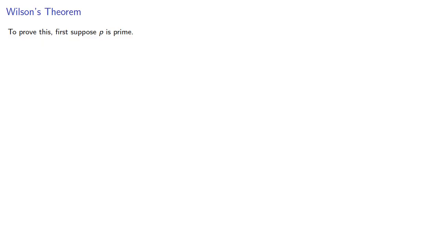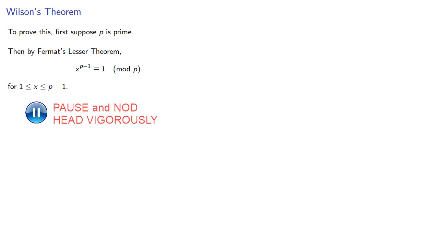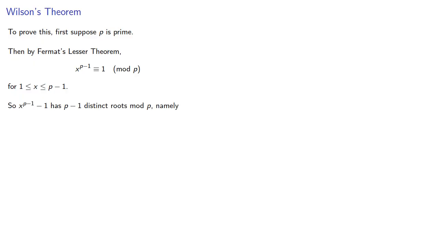To prove this, let's go in the forward direction. Suppose P is prime. Then by Fermat's lesser theorem, x to the power P minus 1 must be congruent to 1 mod P for all values of x between 1 and P minus 1. So x to the power P minus 1 has P minus 1 distinct roots mod P, namely all of those values.